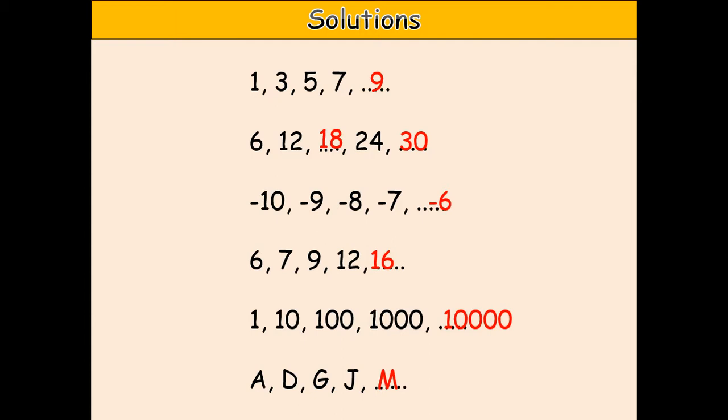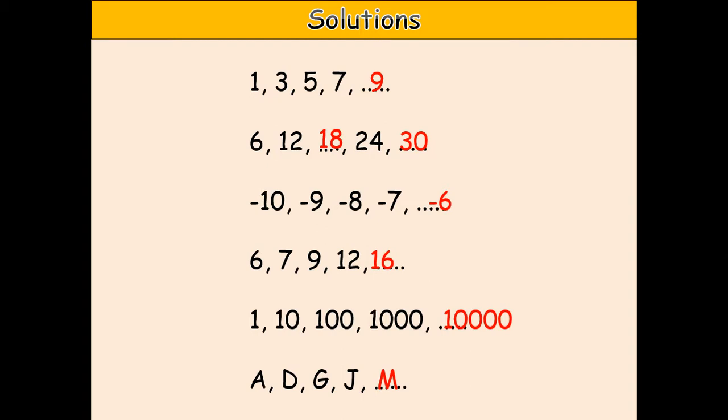Okay, the fourth sequence, from 6 to 7, you've added 1. From 7 to 9, you've added 2. From 9 to 12, you've added 3. Then that would mean from 12 to 16, you're going to add 4. So you're adding by 1, and then by 2, and then by 3, and then by 4 each time. That's the pattern for the fourth sequence.